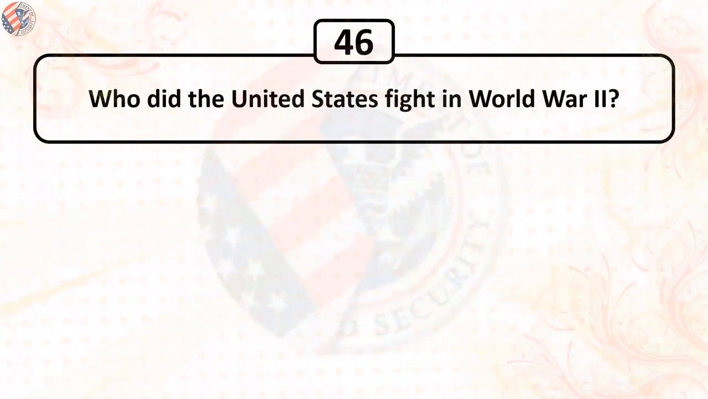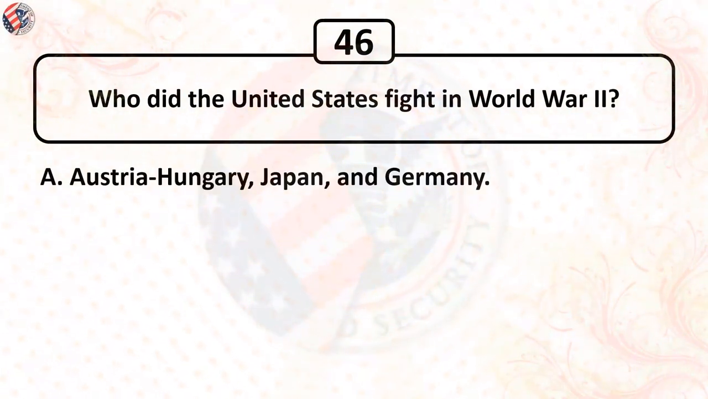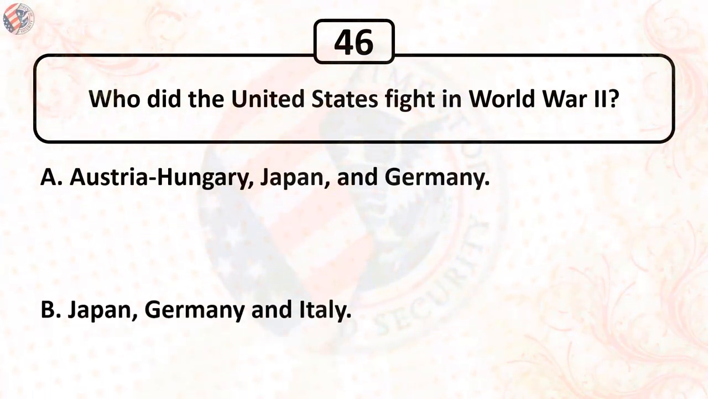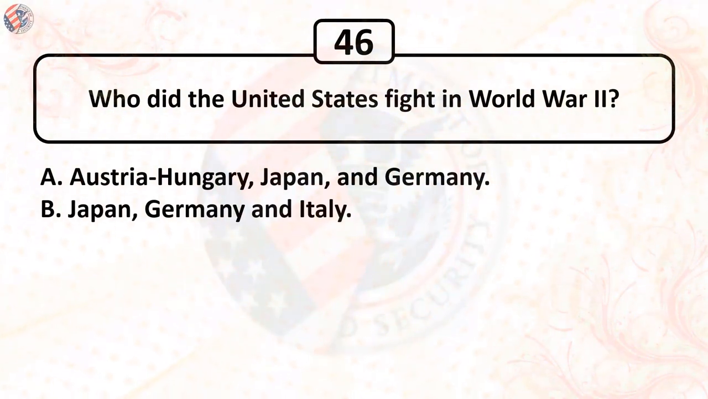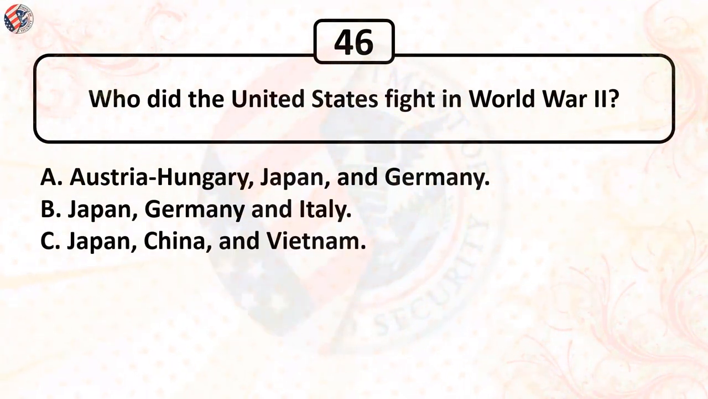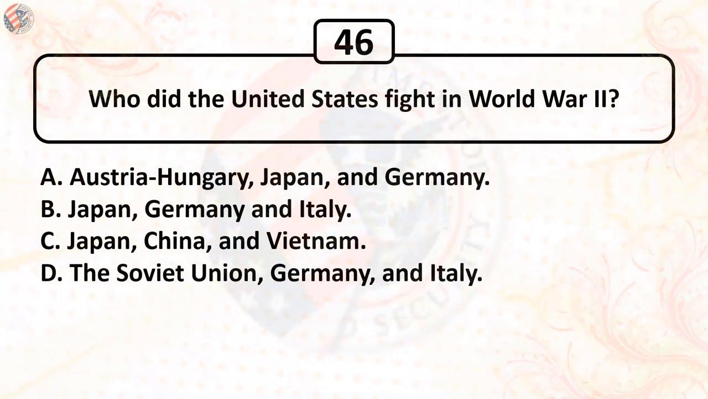Who did the United States fight in World War II? A. Austria-Hungary, Japan, and Germany. B. Japan, Germany, and Italy. C. Japan, China, and Vietnam. D. The Soviet Union, Germany, and Italy.